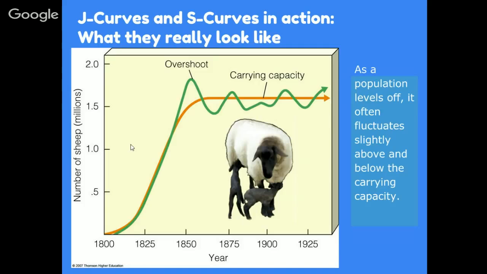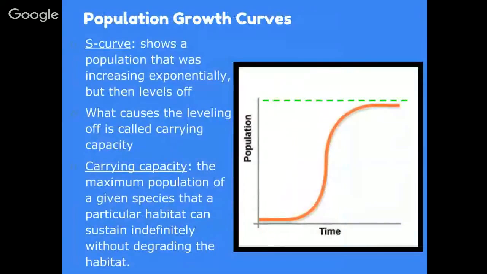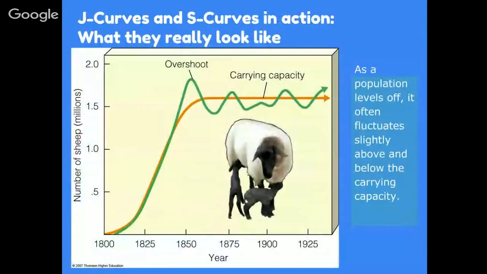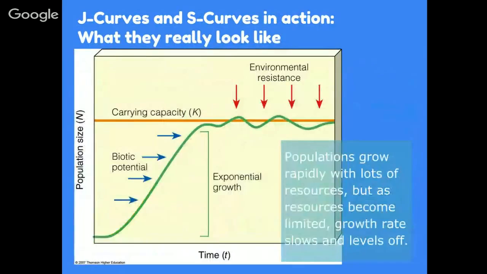And there it is. So as a population levels off, it's going to fluctuate slightly above and below the carrying capacity, and that's what we see in real life. So obviously not every population will show a perfect curve that's going to line up with our carrying capacity limit. It'll actually go up and down. Populations grow rapidly with lots of resources, but as resources become limited, our growth rate is going to slow and level off.